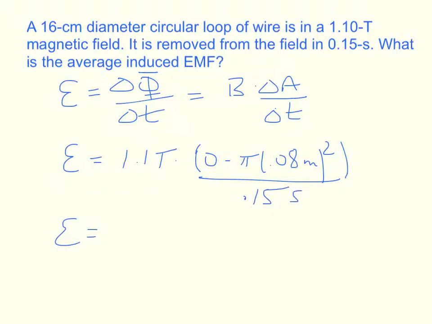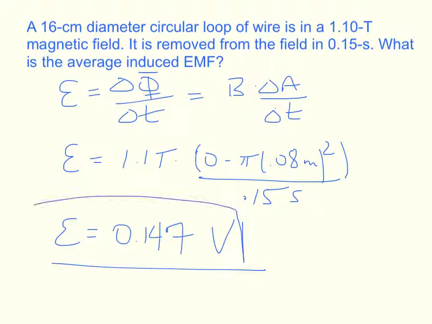And so, what does this come out to? So we got pi times 0.08 squared times 1.1 divided by 0.15, and that comes out to 0.147 volts. So a pretty simple problem there, just looking at the area change. Obviously, if we pulled half of the wire out, then the area would have changed by half that much, and it'd be half the voltage, and so on.